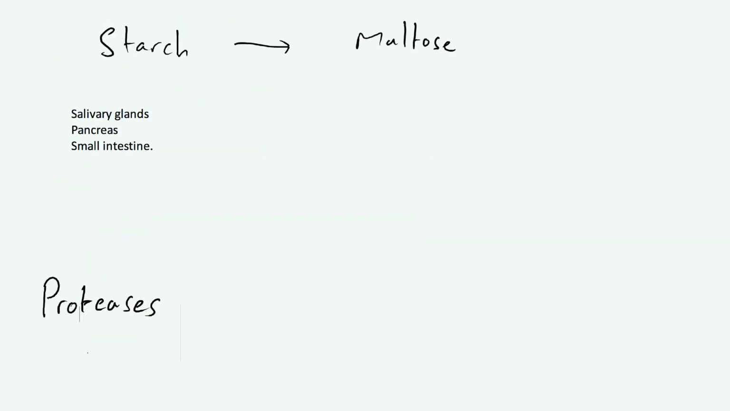Alright, and next we have our proteases. You can probably guess what they do. They break down proteins. So proteases break down proteins into, I was about to say carbohydrates there, into amino acids. Proteins are made up of small building blocks called amino acids. When they're all joined together, we call that a protein.